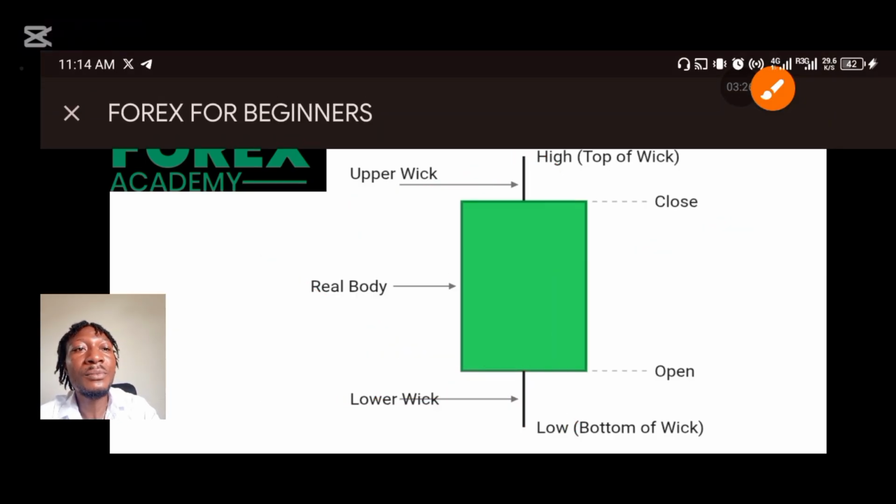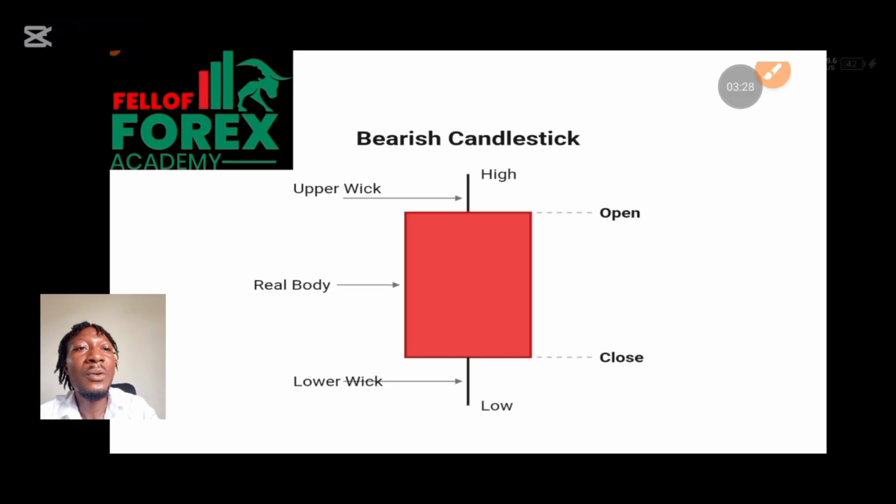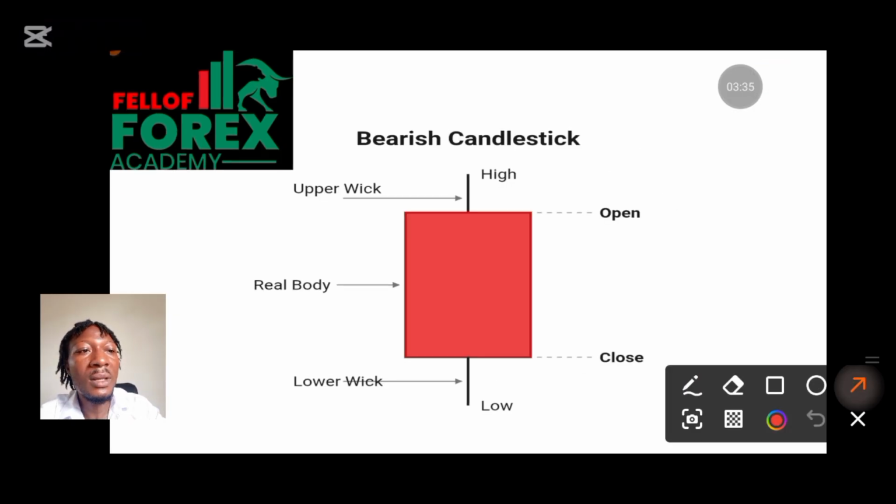Now we go to the next point, which is the bearish candlestick. It's the same but opposite. This is the body of the candlestick. The big red one is the body.